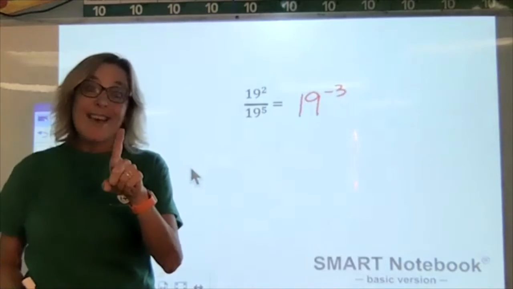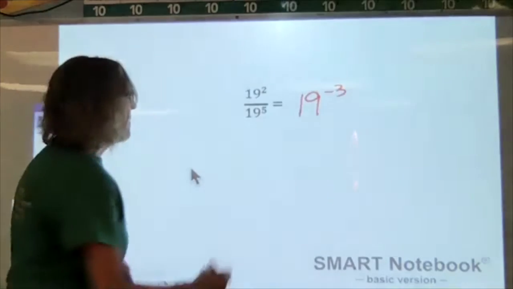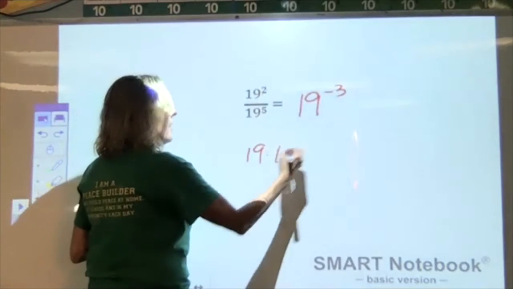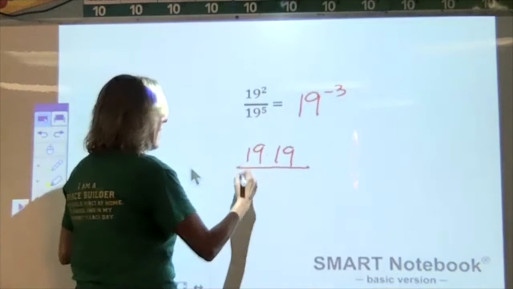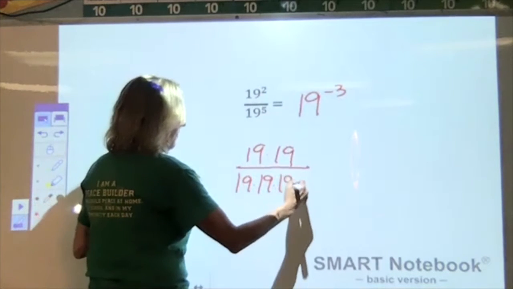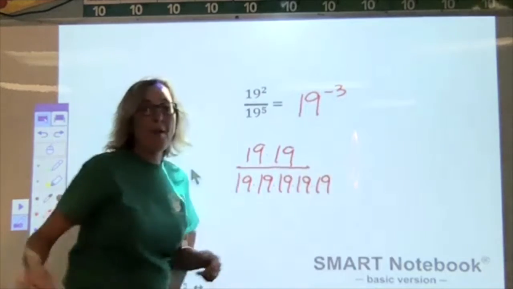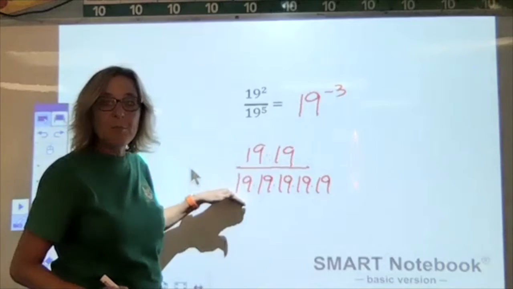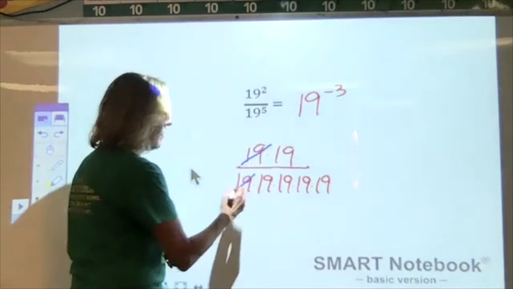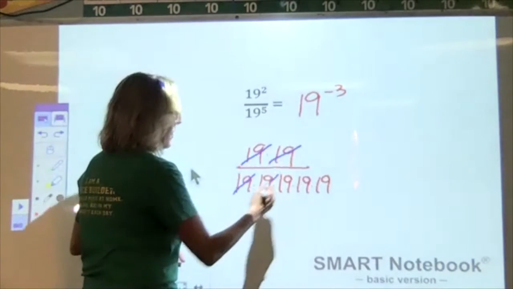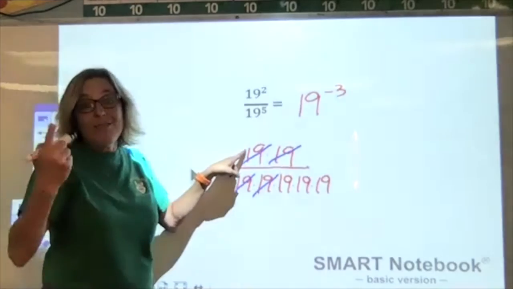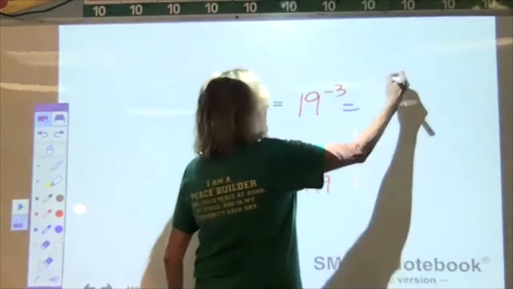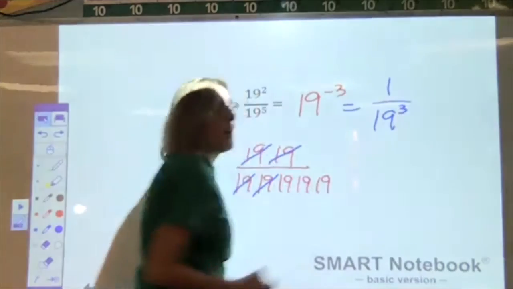Now let's think about why that is and what that means, okay? So I'm going to write this out in expanded form. So we have 2 19s in the numerator, and we have 19 as a factor 5 times in the denominator. And I'm looking for opportunities to simplify now. So remember, any 19 in the numerator can simplify with any 19 in the denominator. So those two simplify away. These two simplify away. And so now we just have 1 in the numerator, but we have 3 19s in the denominator. This is the same as 1 divided by 19 to the 3rd power.